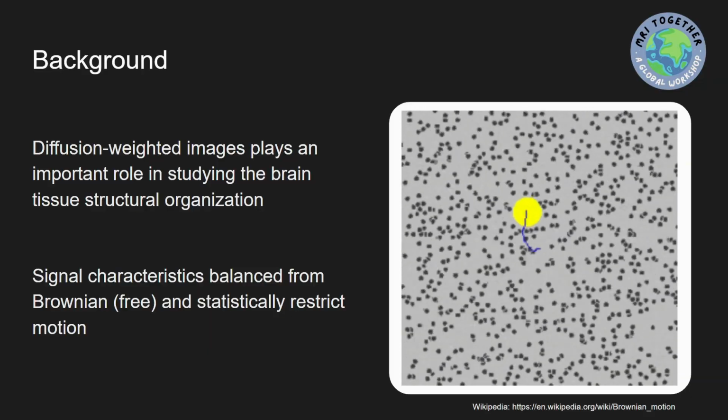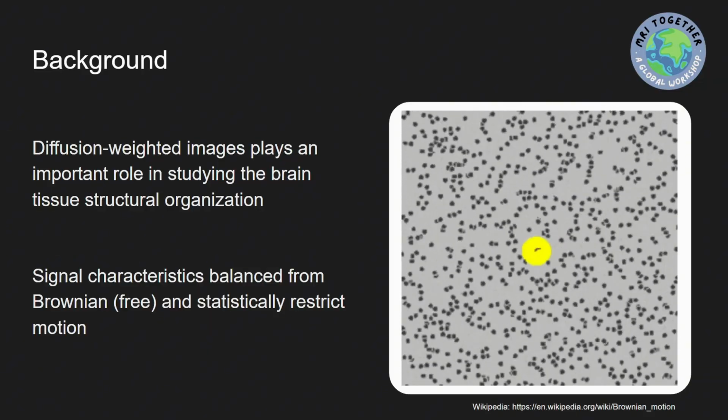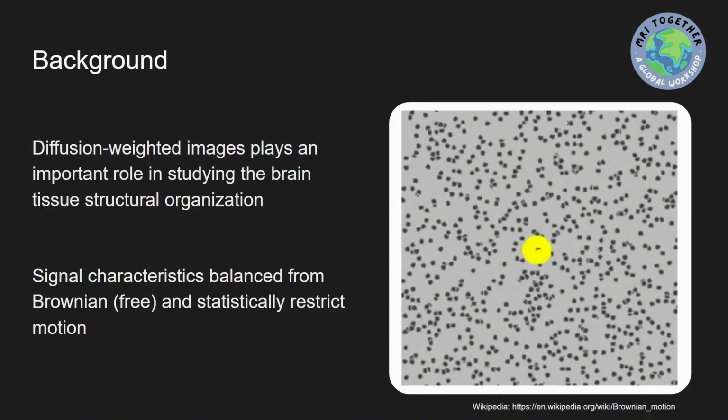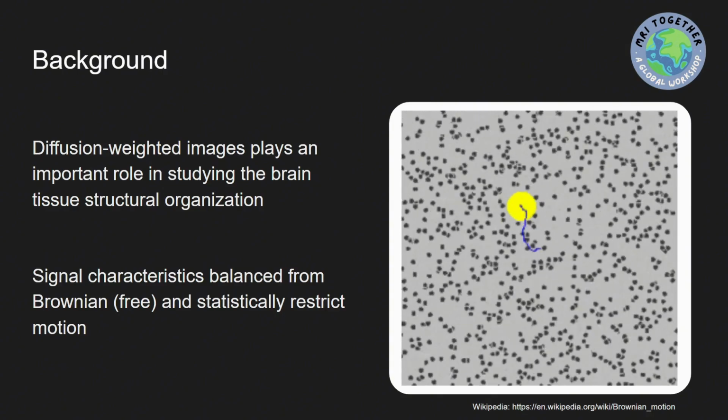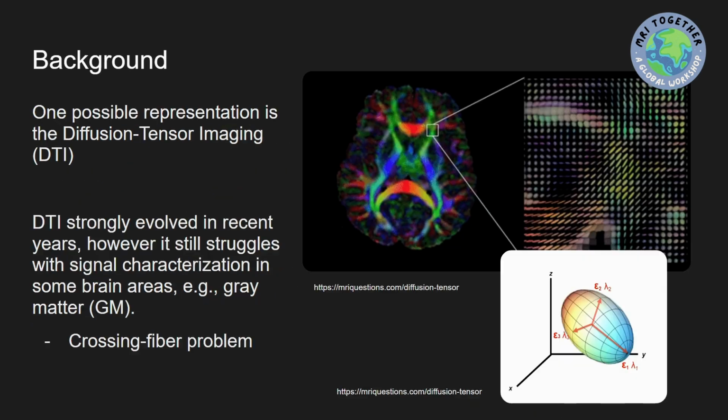So basically the background here is the idea that diffusion weighted images are actually a way to collect signals from the movement of water inside the tissue. And using this, you have the possibility to represent this dislocation, this water movement, using diffusion tensor imaging.